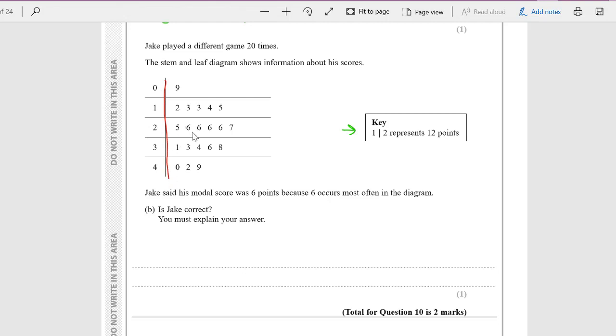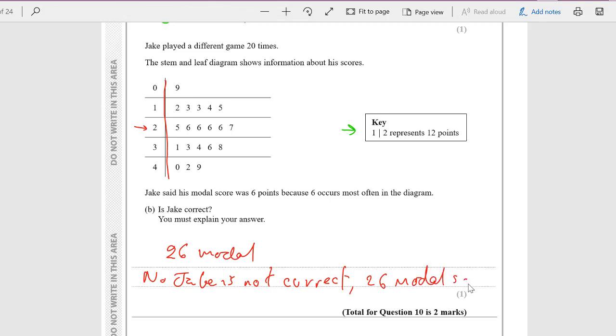So in this case, we can see that the number that appears the most is 6 with respect to the number 2 here. So that means that actually the number is 26, which is the modal. So we would say no, Jake is not correct. And we say 26 is the modal score.